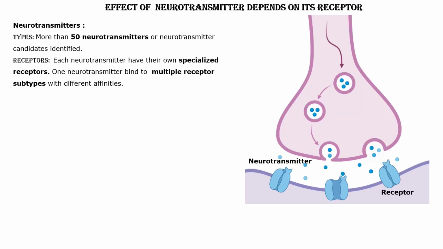How many kinds of neurotransmitters are there? There are more than 50 kinds of neurotransmitters which have been identified, and each of these neurotransmitters has its specific receptors. So as we have discussed before, the neurotransmitters are packaged inside vesicles at the presynaptic terminal.